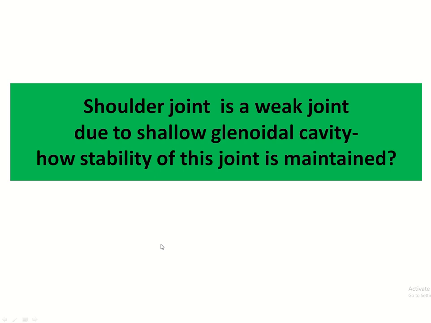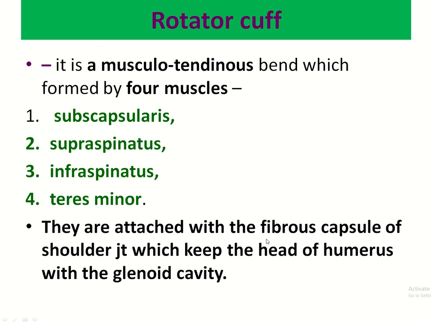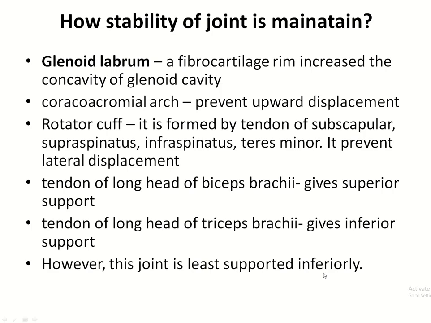Shoulder joint is a weak joint due to the shallow glenoid cavity. How is the stability of this joint maintained? By the rotator cuff. It is a muscular tendinous band which is formed by four muscles: subscapularis, supraspinatus, infraspinatus, teres minor. They are attached with the fibrous capsule of the shoulder joint, which keeps the head of the humerus within the glenoidal cavity.